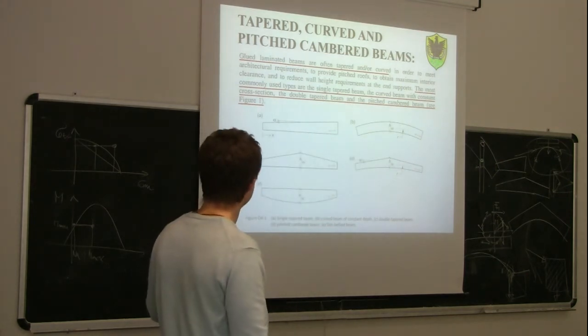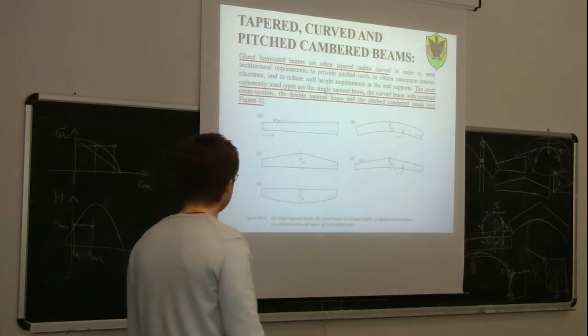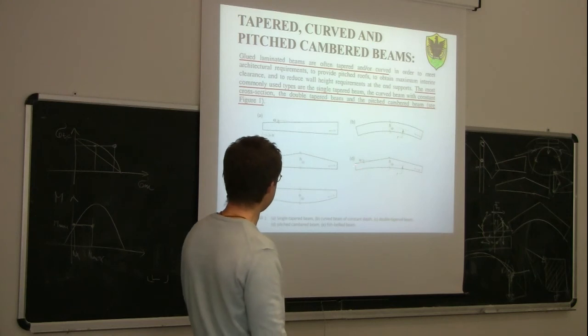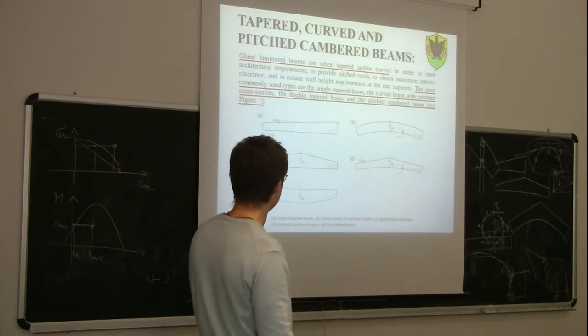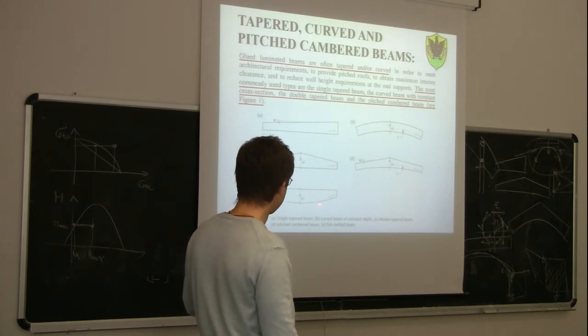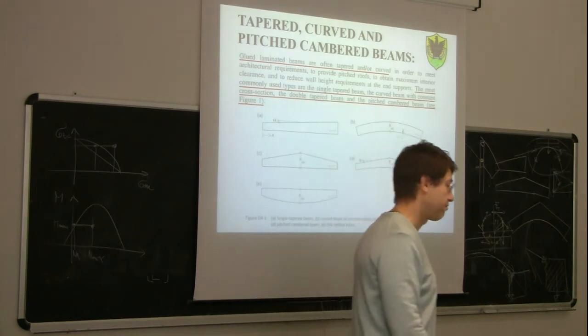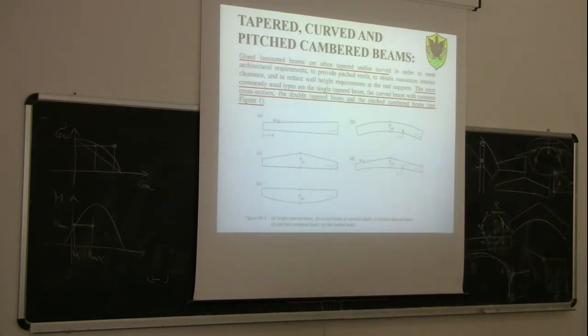Then we can have double taper beam, number C. Pitch camber beam, this one, number D. Then we have what is called fish-bellied beam, number E, which is, I wouldn't say not much used, but it's also another possibility. So the first four are the most used possibilities, I would say.